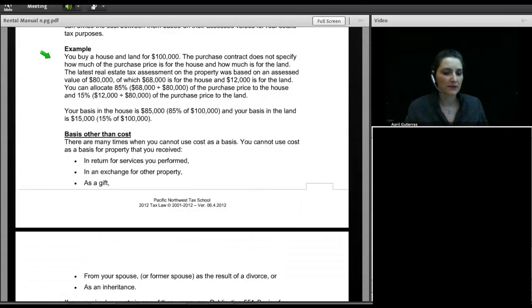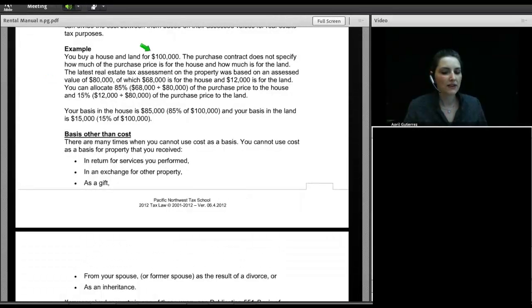So here we have an example. You buy a house and land for a total cost of $100,000. The purchase contract does not specify how much of the purchase price is for the house and how much is for the land. The latest real estate tax assessment on the property was based on an assessed value of $80,000, of which $68,000 is for the house and $12,000 is for the land.